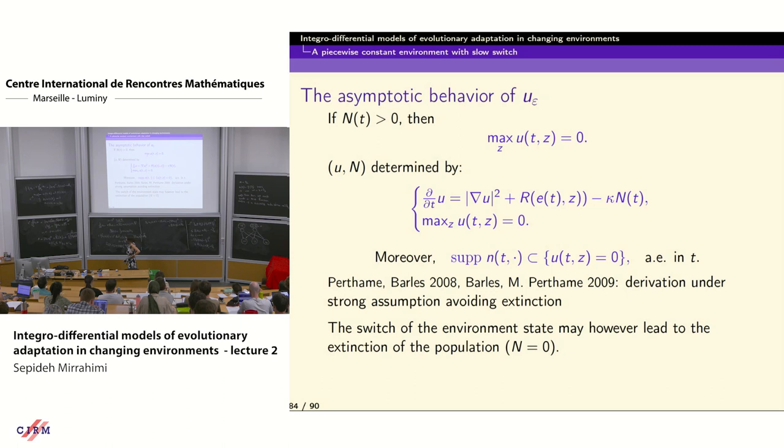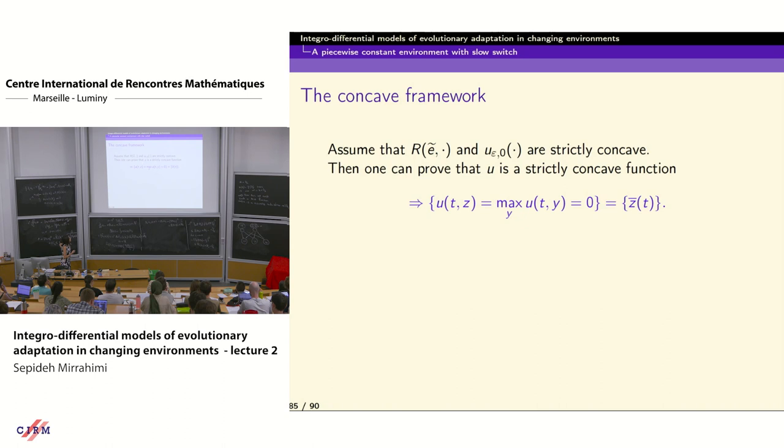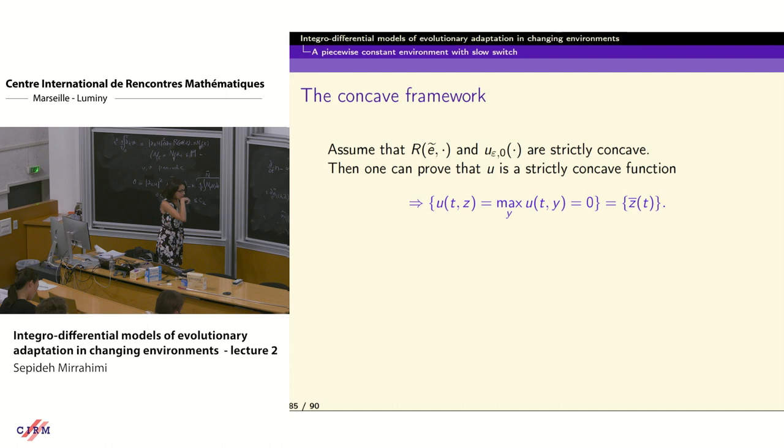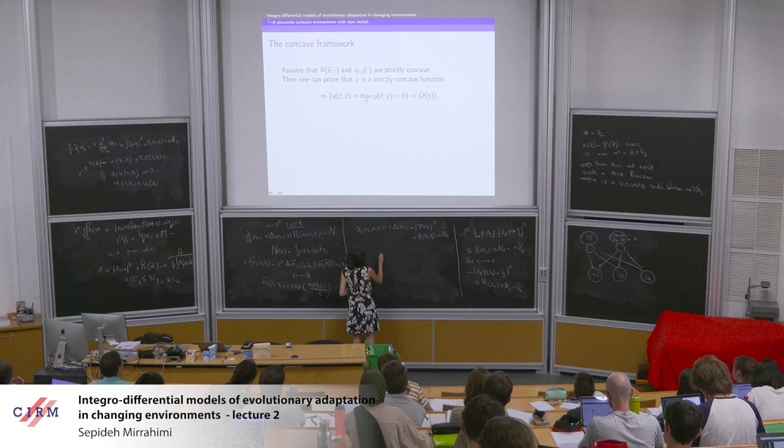Okay? But there is a context where we can do it, and it is when we assume that R and u epsilon naught are strictly concave functions. Just recall that u is the solution to this Hamilton-Jacobi equation.